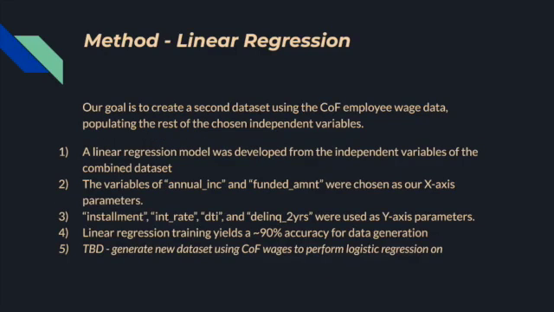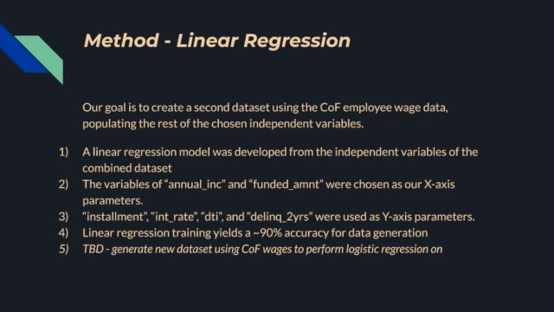Okay, next step in the process is to use linear regression. So our goal overall is to create a second data set using the City of Fresno employee wage data, and we're going to populate the chosen independent variables in this new data set using this linear regression model. So we use the variables of annual income and funded amount on our x-axis, and installment, interest rate, debt to income, and delinquency in 2 years on the y-axis, and we ran a linear regression model in order to see how these parameters relate with each other.